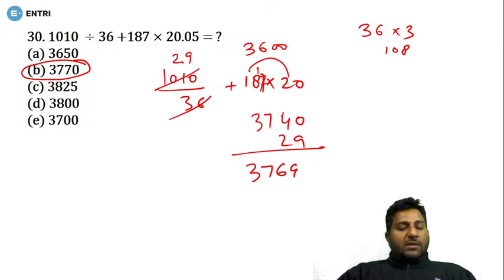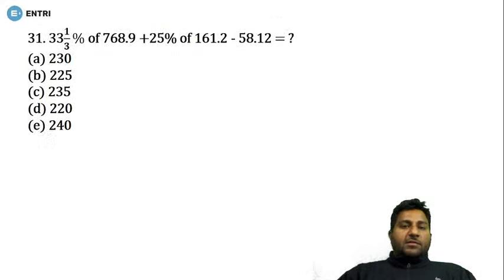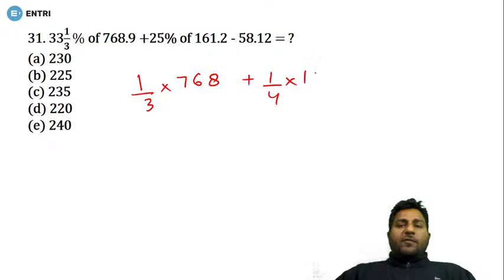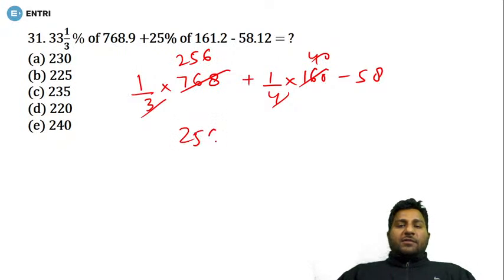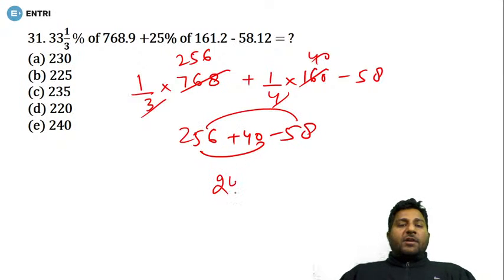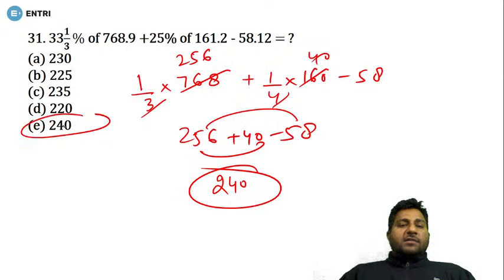Yes, Legion, very good. 1040. Next, solve this one. 1/3, because 33 whole 1 by 3% is 1/3. 7, 6, 8 or 9, whatever. You can put it 8. 1/4 of 160 minus 58. Clearly 40. Clearly 256 plus 40 minus 58. Look at this. From here you will be getting around 240. So the clear answer is 240.